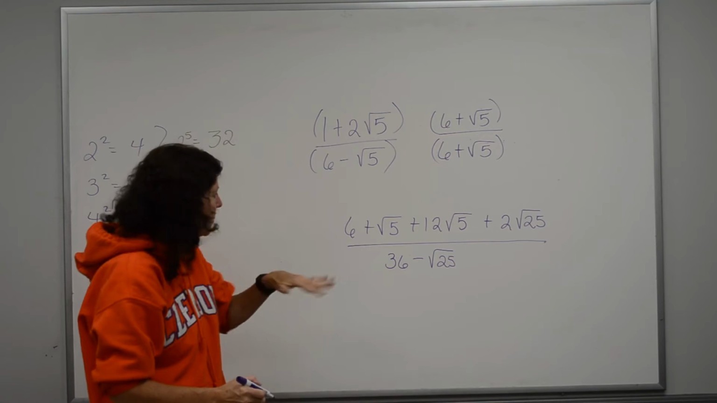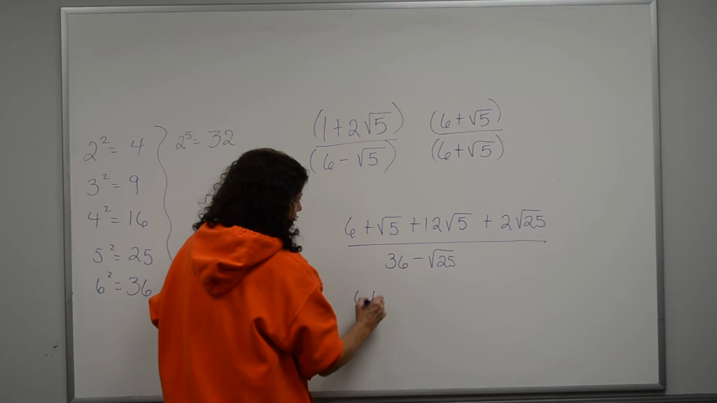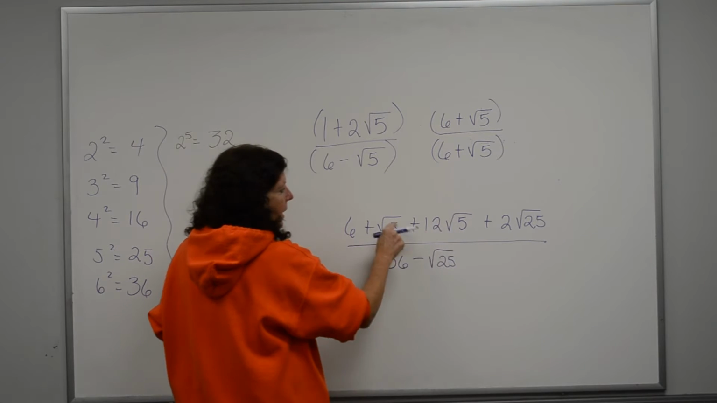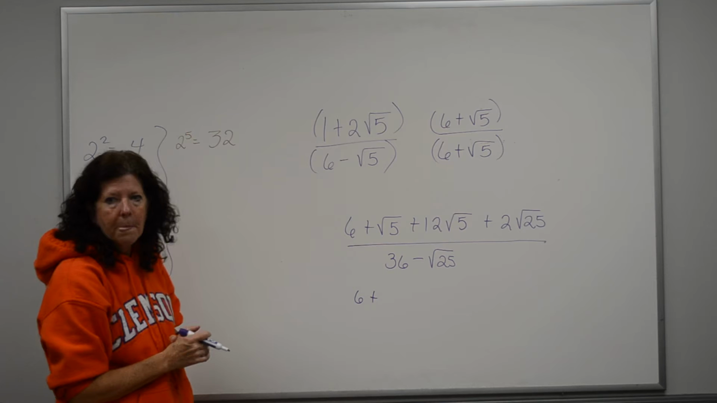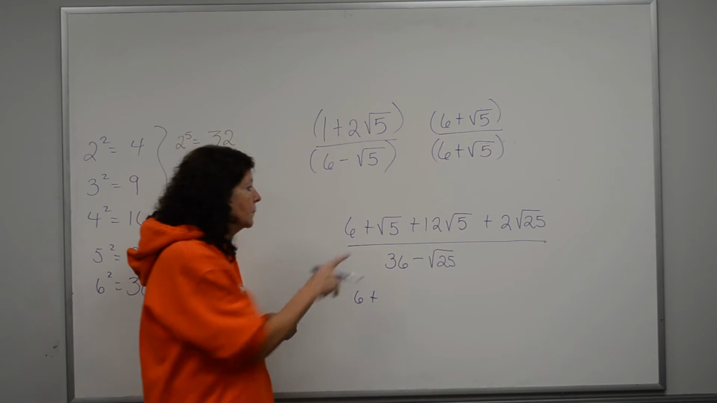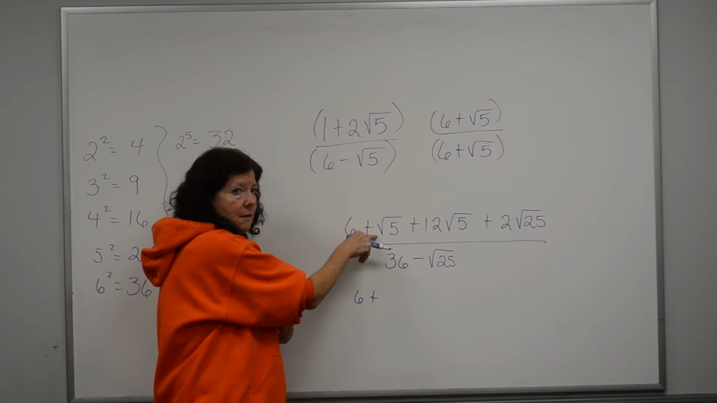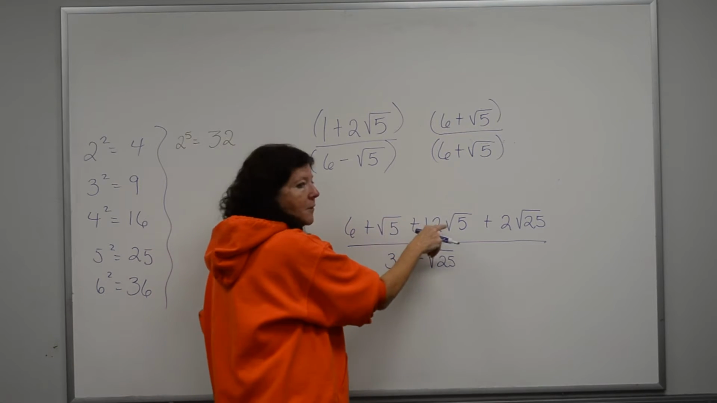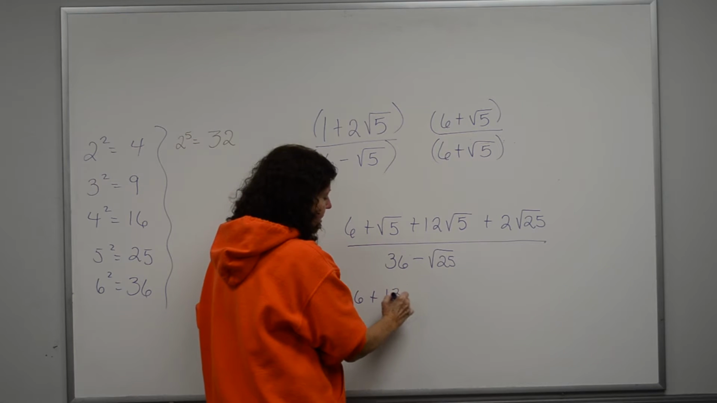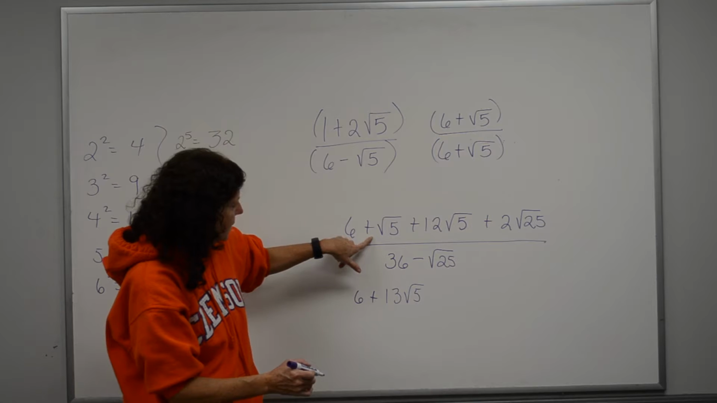Okay, then I break down. Can't do anything to the 6. I can combine these two. What do I get when I combine those two? 18. What's right here? The square root, that's just a 1, right? So I have 13 on the square root of 5. There's a plus sign between them, right there.